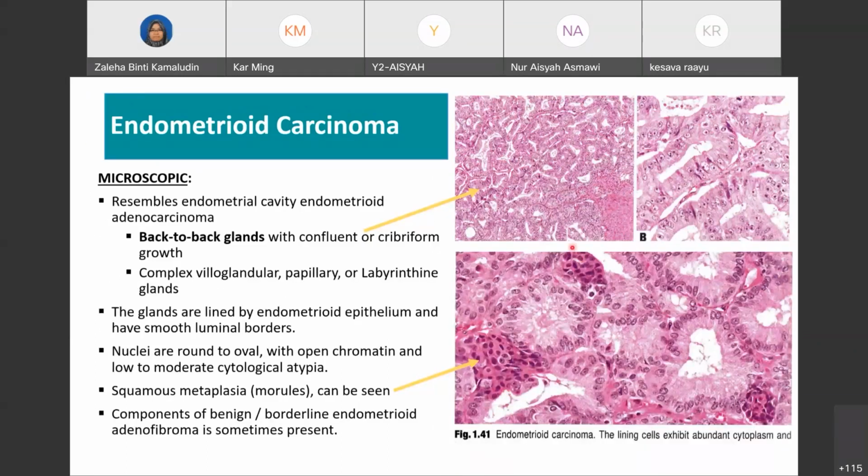Okay, and how about the histology of this tumor? This tumor resembles the endometrial adenocarcinoma of the endometrial cavity. It shows back to back glands. This is the endometrial stroma, and these are all glands. You do not have any intervening stroma in between. So this is what we call a back to back or confluent cribriform formation. In some tumors they can also show a complex villoglandular, papillary, or labyrinthine pattern.